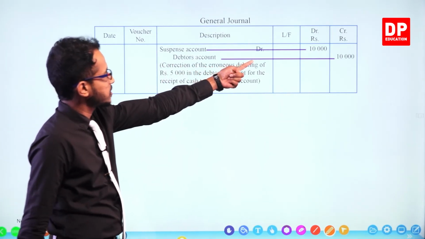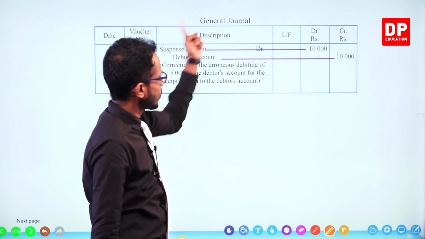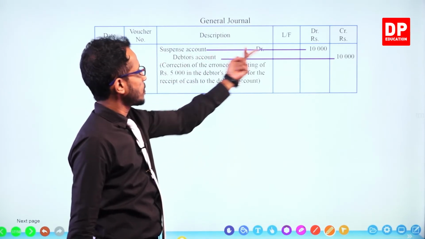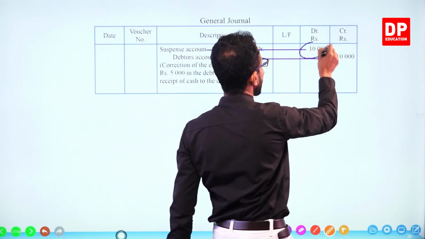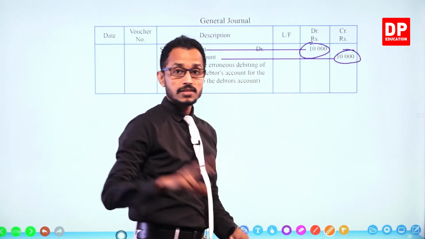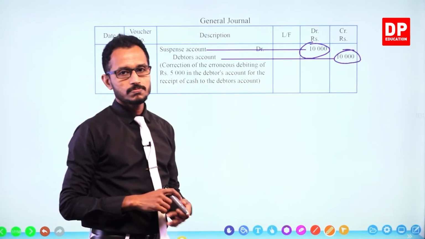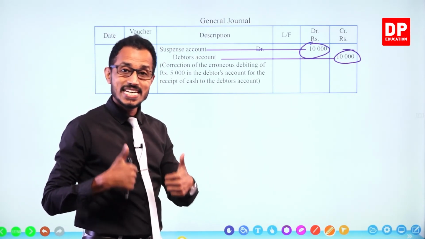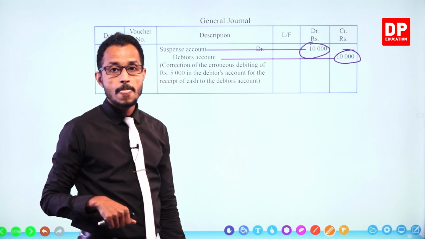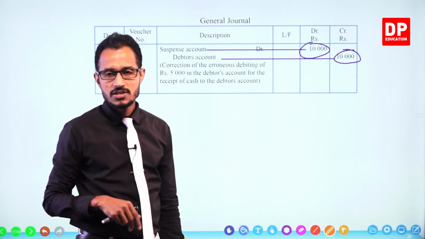Now the double entry, as you can see, is on the board. This is how you write the double entry: suspense debit, debtors account credit, 10,000. That is double the amount, double the value. Okay. This is the third error which affects the trial balance.